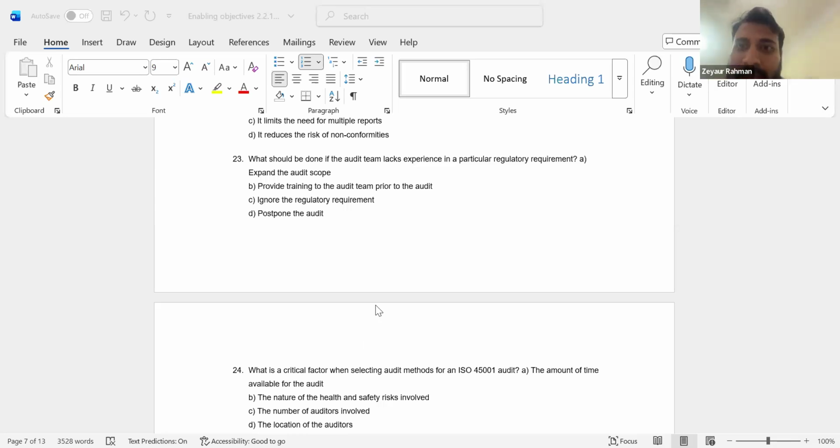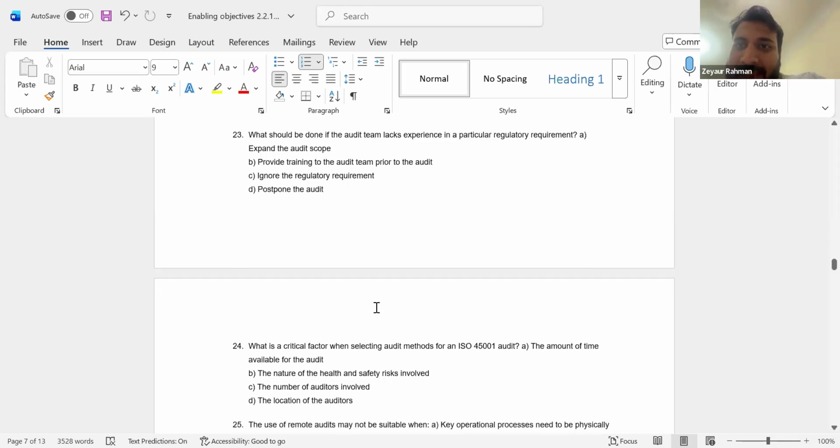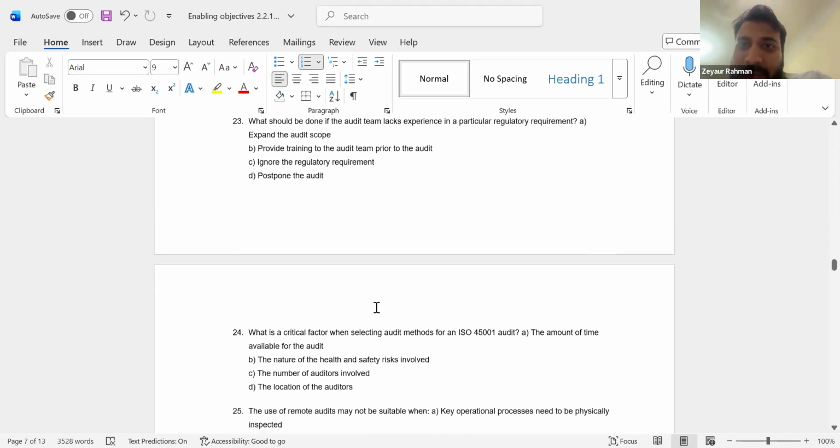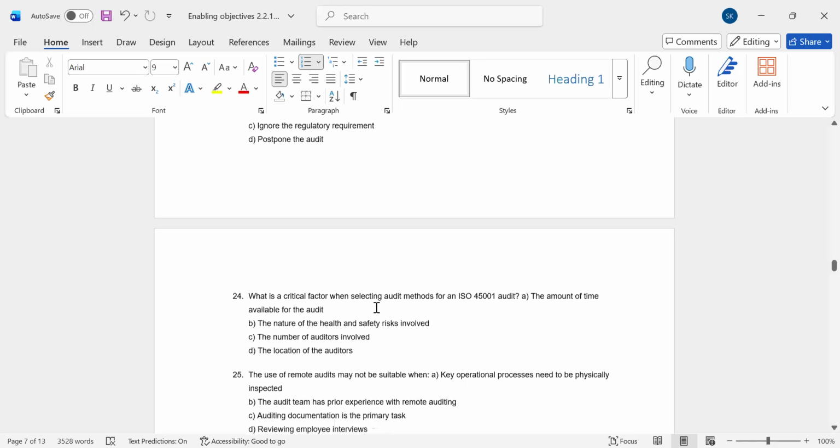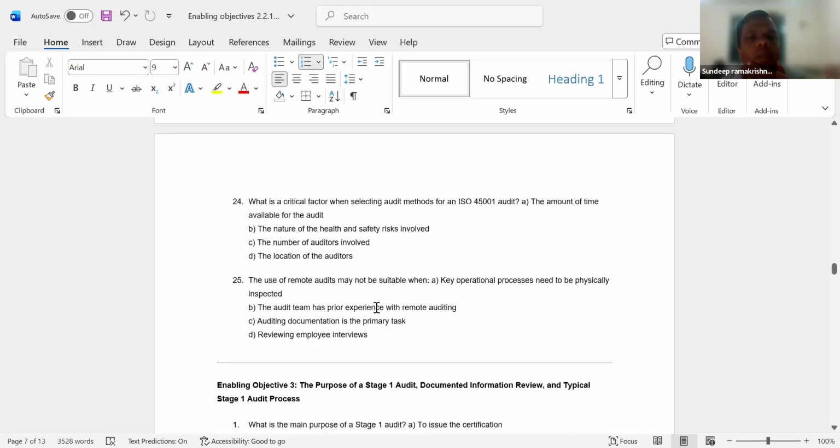Okay, 24. What is a critical factor when selecting an audit method for an ISO 45001 audit? A. The amount of time available for the audit. B. The nature of the health and safety risk involved. C. The number of auditors involved. D. The location of the auditors. I think it's B, sir. Right. Correct.